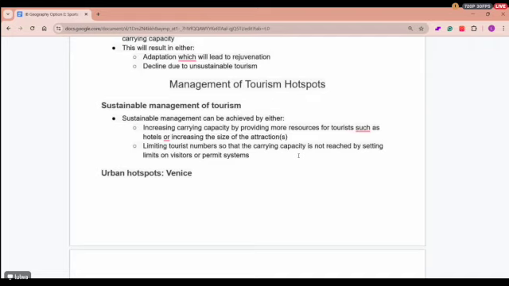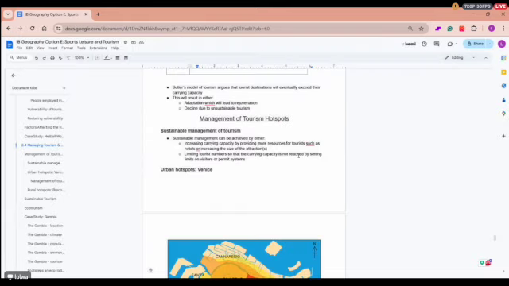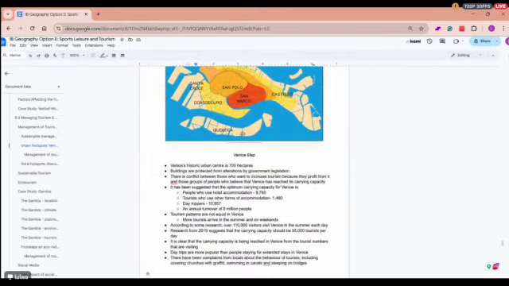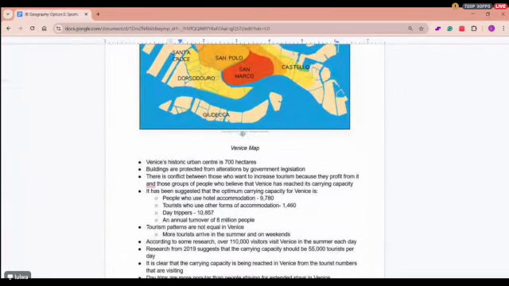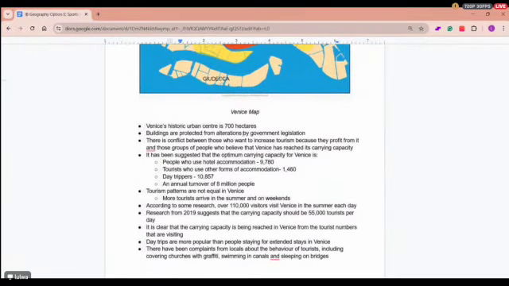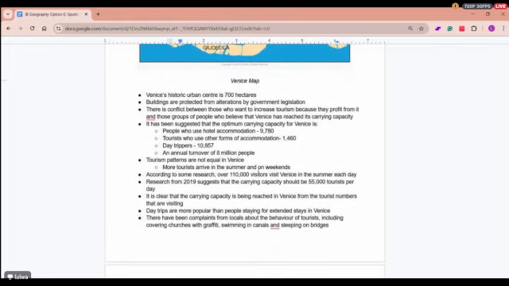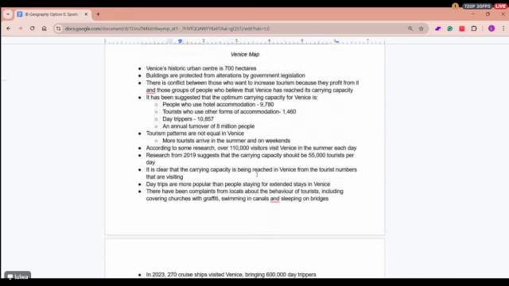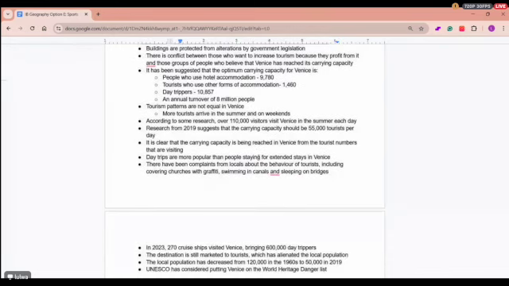So a very popular case for this is Venice. Venice has a very historical urban center, and it's 700 hectares long. And tourism patterns are not equal in Venice because you have an annual turnover of 8 million people. However, most tourists arrive in the summer and on weekends. And so according to some research, over 110,000 visitors visit Venice every day in the summer.